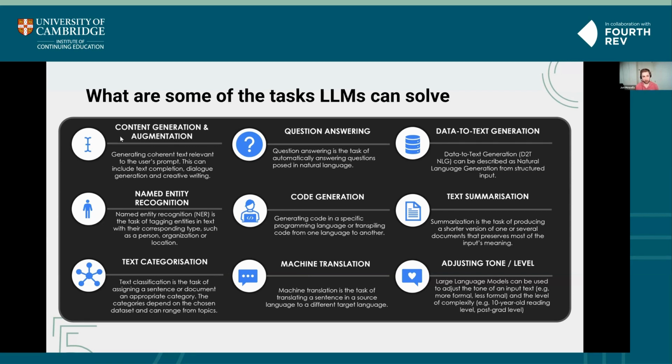So one is around content generation. A lot of companies are starting to use large language models to generate job descriptions. They might be generating marketing content, blogs. They might be using it for question answering. If you're going to a website and you want to ask a question about the FAQs, it can quickly give you an answer. I'm sure many people have used ChatGPT to ask different questions.